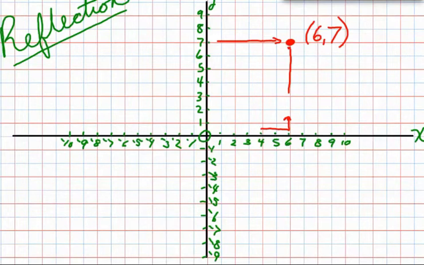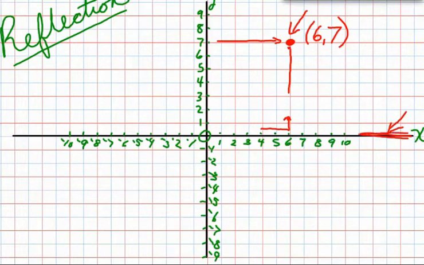Okay? Now let's suppose that I asked you to reflect that dot in the x-axis. Well, that means that I'm asking you to use the x-axis, which is here, like a mirror. And I'm asking you, if we have this point 6, 7, and then we hold a mirror up along the x-axis here, where would our point be on our grid?